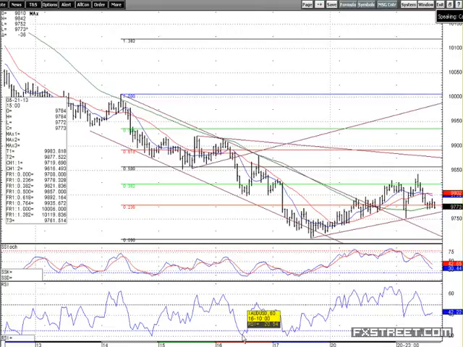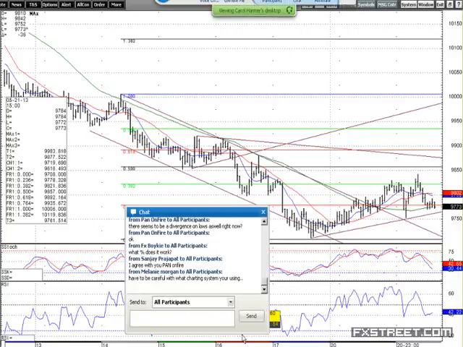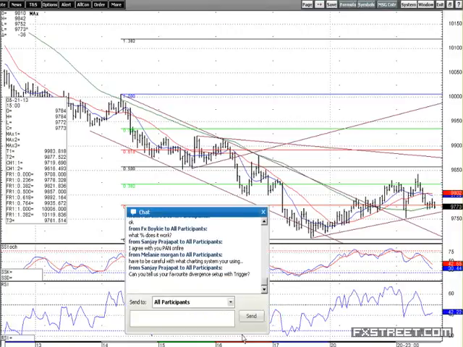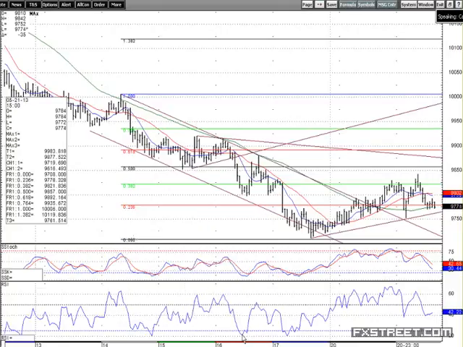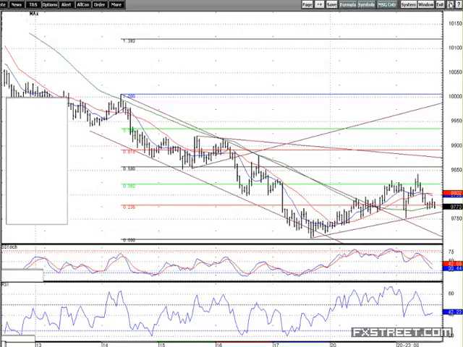Yes, Mel, you do have to be very careful, because they use CQG. My favourite divergence setup with trigger, well, it will be something like this. Would have been something like this. Actually, was something like this.